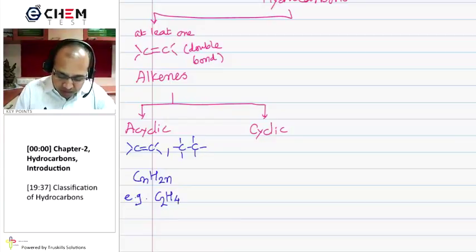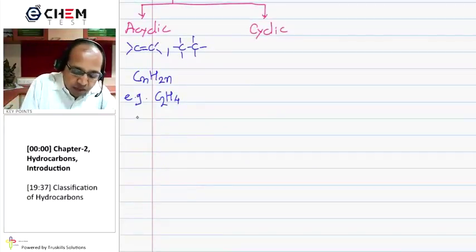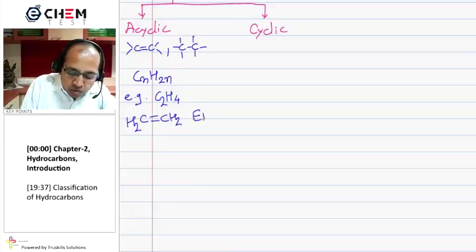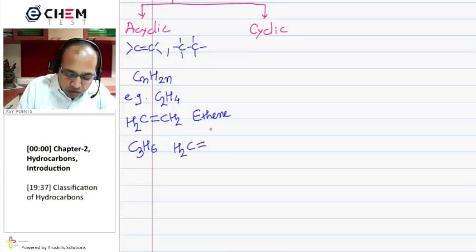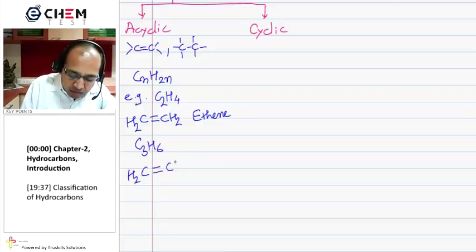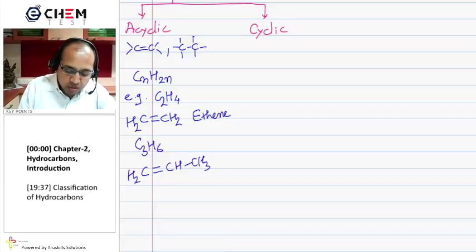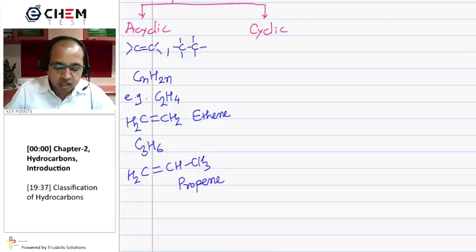Now in case of this type of hydrocarbon, the C2H4, that is the first member, we can also write in this way, CH2 double bond CH2, which is known as ethene. Same way, if you take 3 carbon, then in that case C3H6, the structural formula will be like this, CH2 double bond CH, CH3, and it is known as propene. So this is called ethene, this is known as propene.